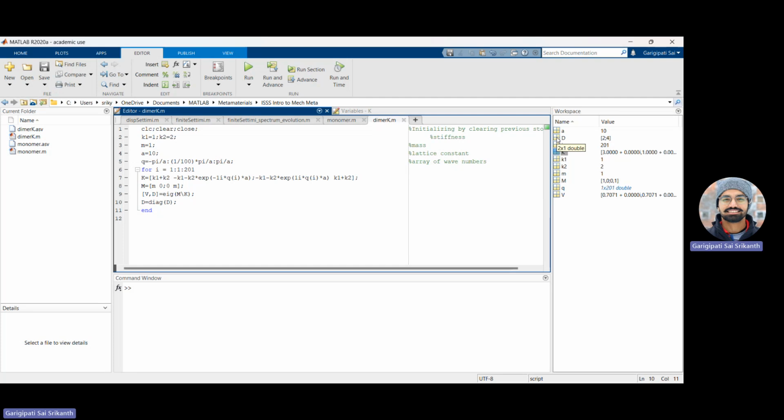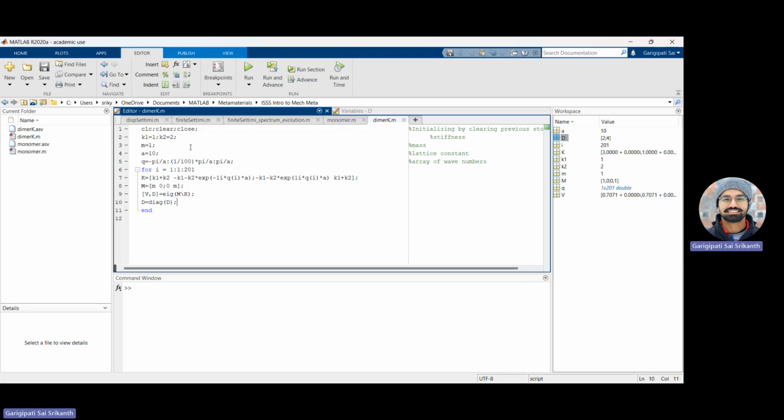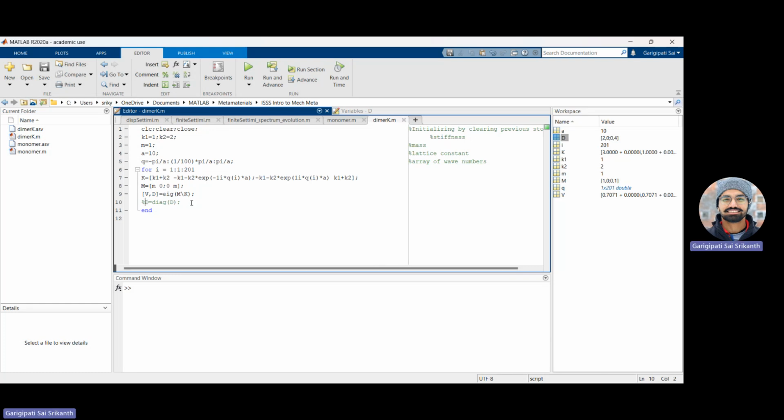So earlier D was a 2 cross 2 matrix. Now D has 2 and 4 as its elements. The diag gives you the diagonal elements. But is it giving us an order? Yeah, it is giving us an order. It's 2 and 4. Okay, it seems to be giving us that.